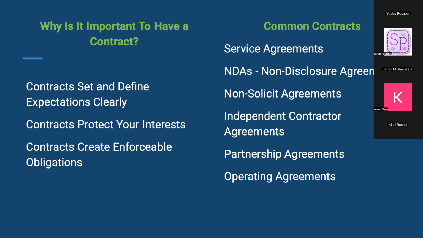And then another common contract is an operating agreement. An operating agreement is typically in place when you have an LLC. So when you have an LLC, you're going to have an operating agreement. Your operating agreement does the same thing. It will outline what your business is, who you are, who the members are, and what obligations and boundaries are in place for your LLC.